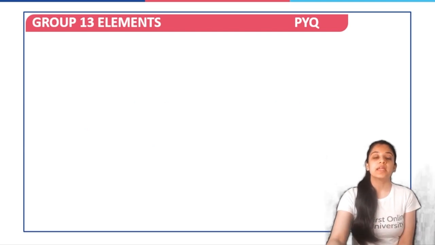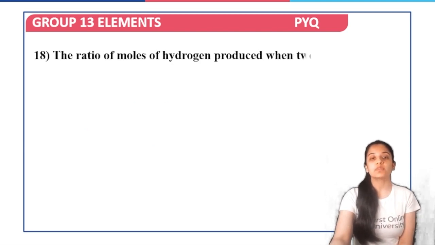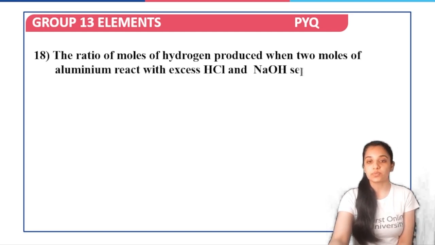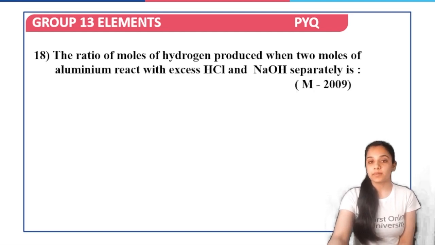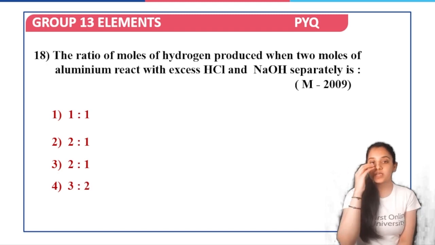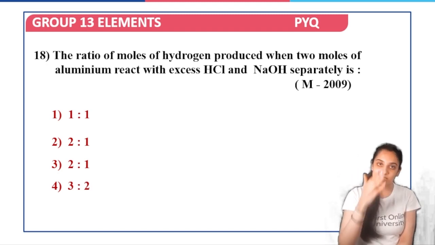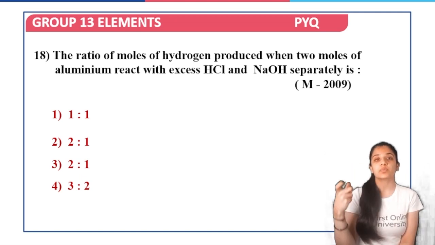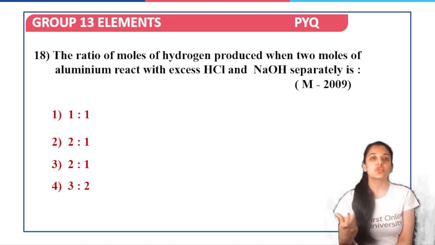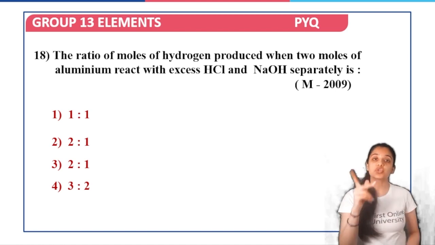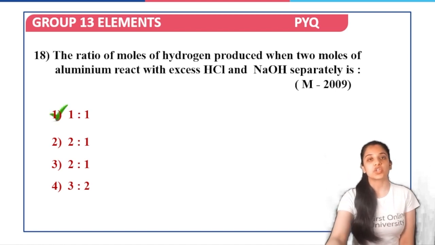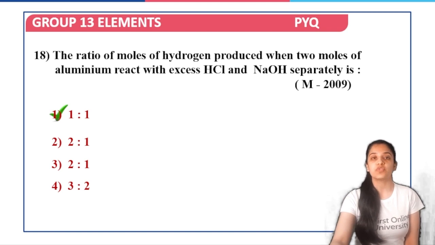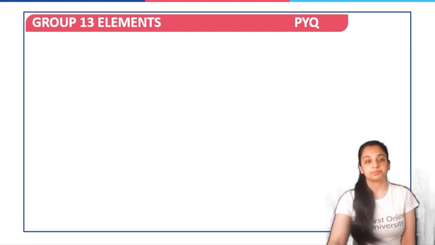Okay. Next question is the ratio of the moles of hydrogen which is produced when 2 moles of aluminium react with excess of HCl and excess of NaOH respectively. So you have to write down the reaction of aluminium with HCl and then the reaction of aluminium with NaOH. Then you have to predict the number of moles of hydrogen that we are getting. The ratio of the number of moles is actually 1:1. We'll get the same number of moles of H2 in both the cases.